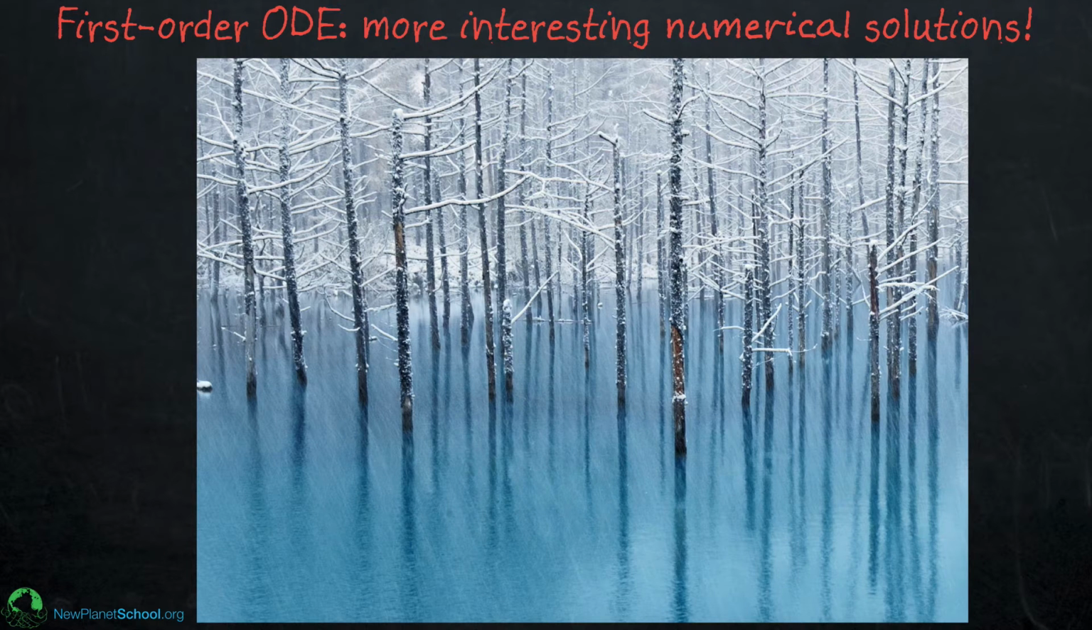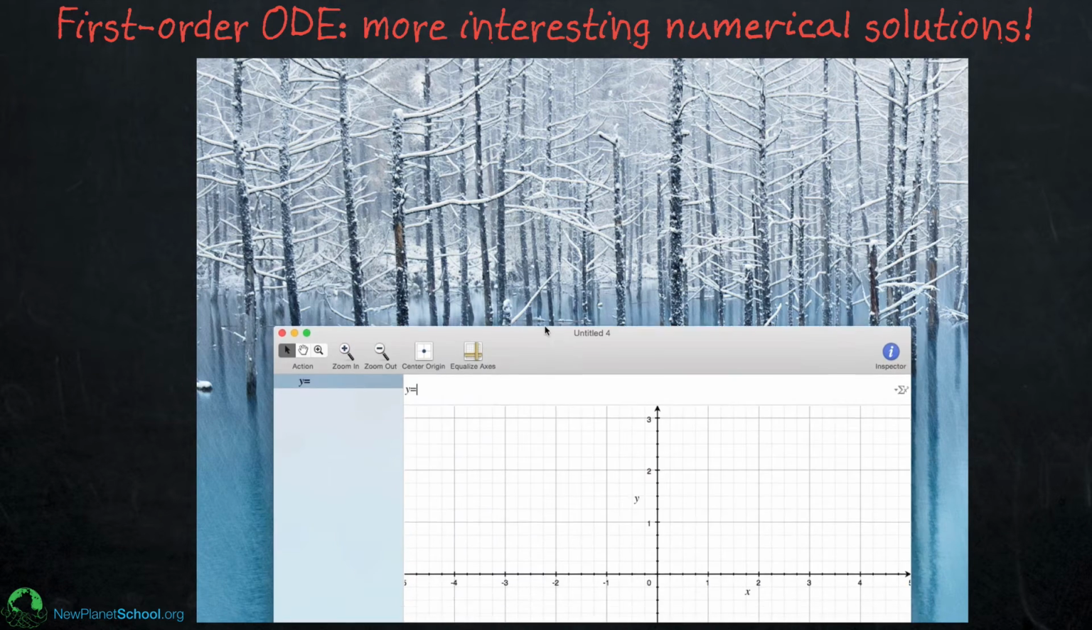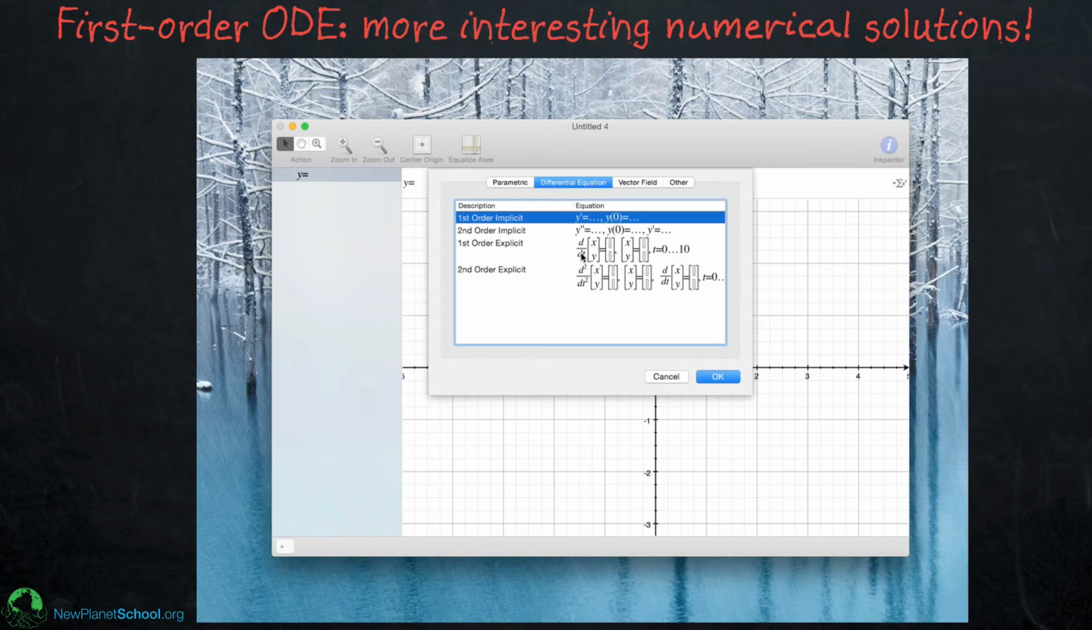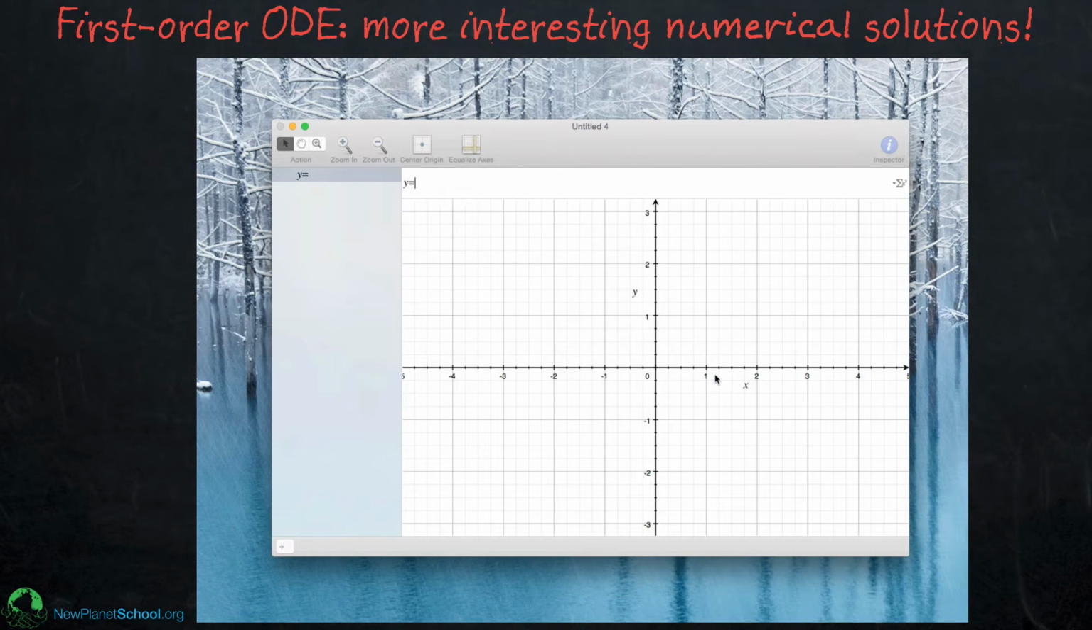Okay, so let's do something a little bit more interesting. That was very easy. Let's look at nonlinear differential equations and see what MatGrapher does for that. So again, we're just going to do the first order. We're just keeping things simple right now. And we're going to type in our equation and our initial condition just to get started.